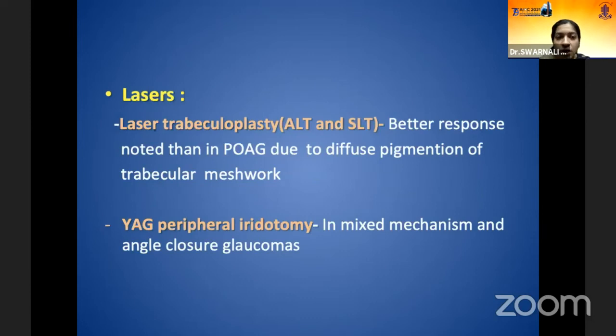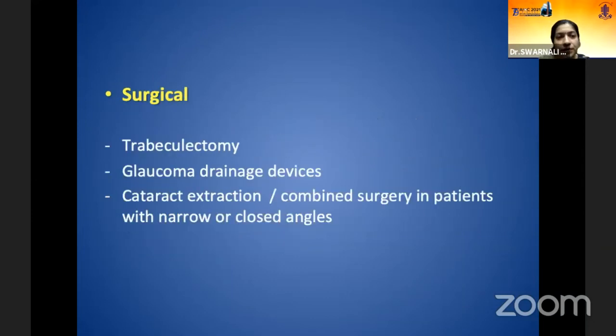Lasers are also an option. Laser trabeculoplasty, ALT and SLT, have also been tried in these patients and seem to produce a better response than in POAG due to diffuse pigmentation of the trabecular meshwork. YAG peripheral iridotomy is effective in mixed mechanism and angle closure glaucomas.